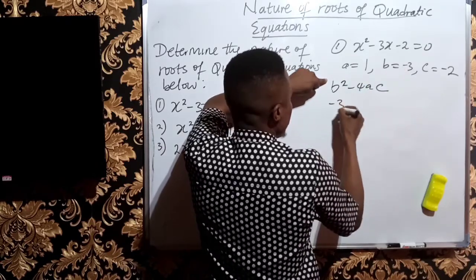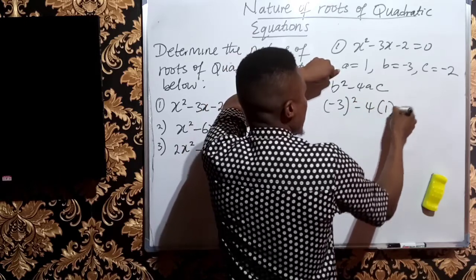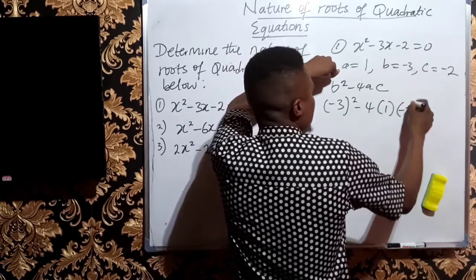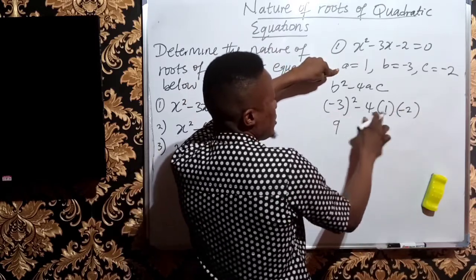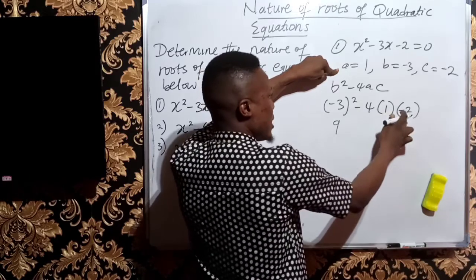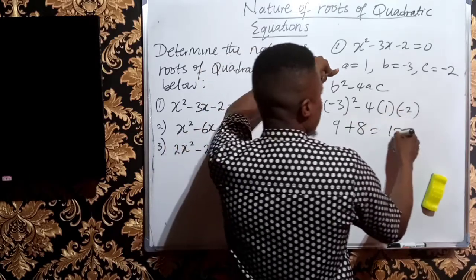B squared means minus 3 squared, minus 4 bracket a, which is 1, bracket c, which is minus 2. Minus 3 squared is just 9. Minus 4 times 1 is minus 4. And minus 4 times minus 2 is plus 8. And when I sum, I get 17.